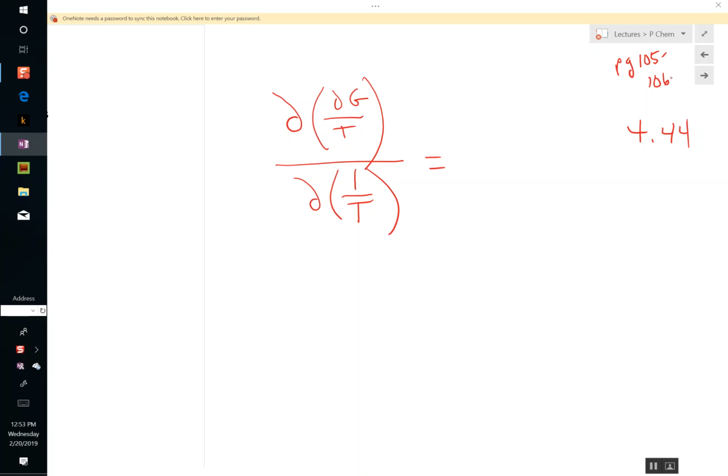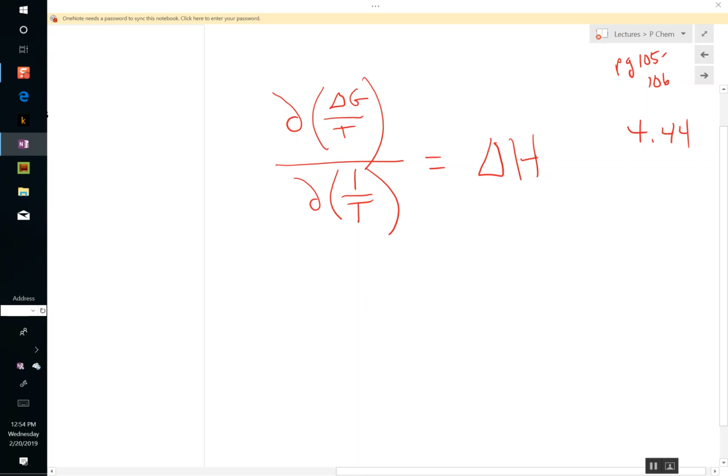this equation: the partial of the change in the Gibbs free energy divided by temperature, over the partial of 1 over T. And you think, boy, why would anybody ever be interested in that relationship? Seems pretty complicated, but there is an interest in it only because that relationship is equivalent to delta H. All right, and he derives that down through there.